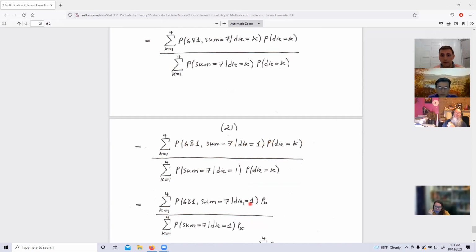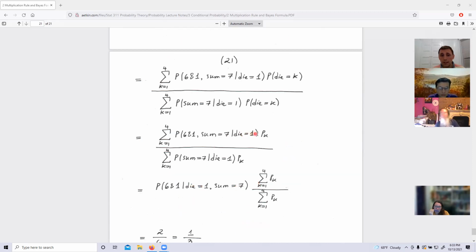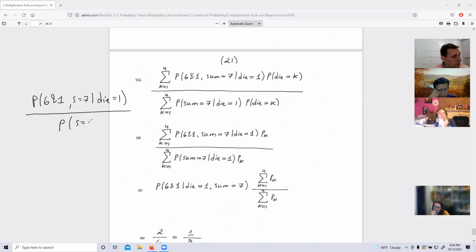And then this is just probability pk. And so look at it. This probability I can factor out. Do you agree? I can factor out the numerator probability, I can factor out the denominator probability, and I have this ratio, and this ratio cancels out to 1. And then what do you have here? Now you see the probability that I'm talking about is the probability of 6 and 1 and sum equal to 7, given die equal to 1, divided by the probability that the sum is 7, given that die is equal to 1.